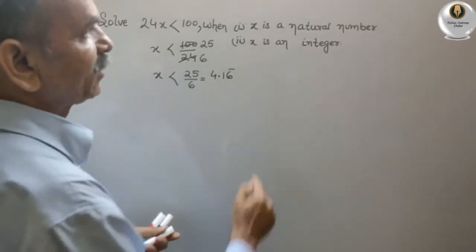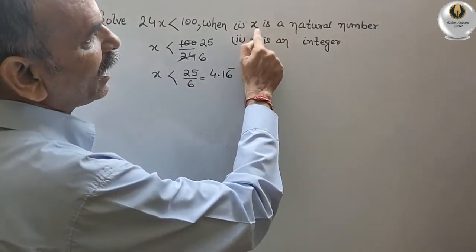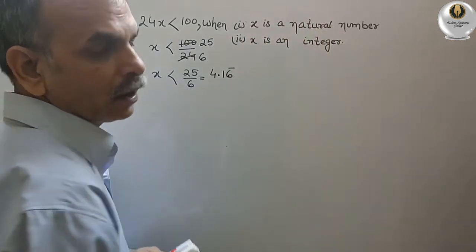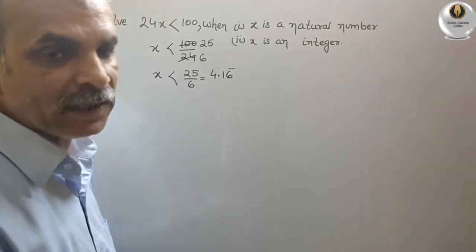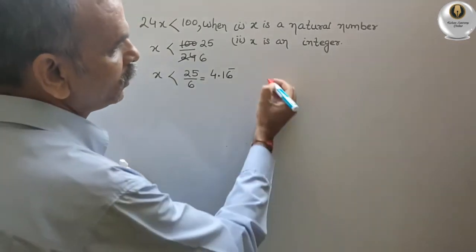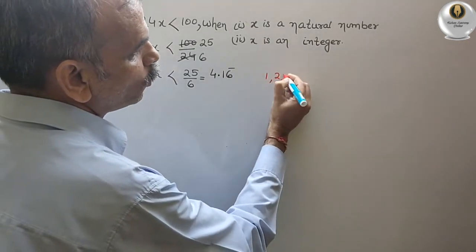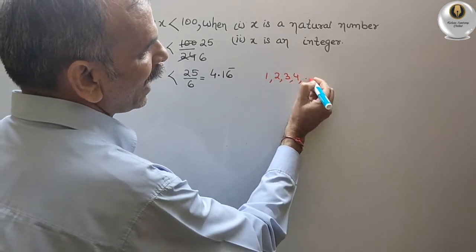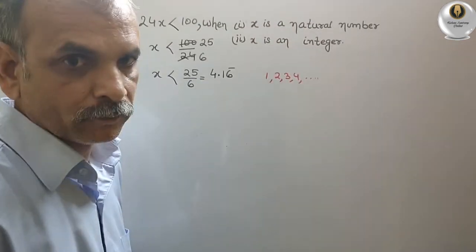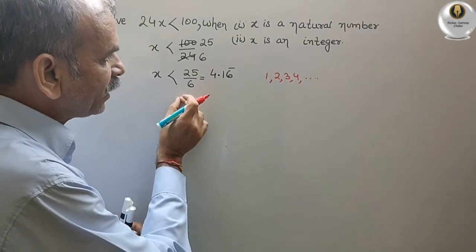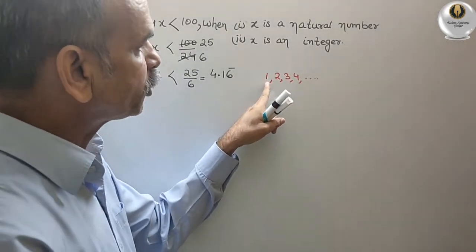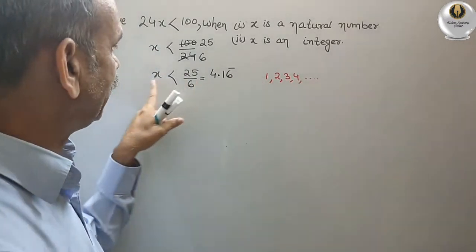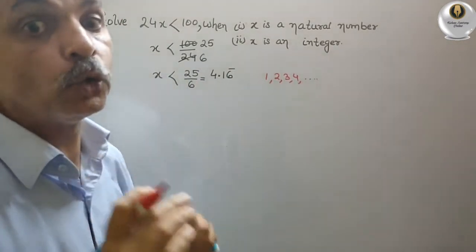Now, next. Here the condition they have given is x is a natural number. X is a natural number. That means the numbers will start from 1, 2, 3, 4 and so on. Now we have to see that if we substitute these numbers in place of x, it should be true.